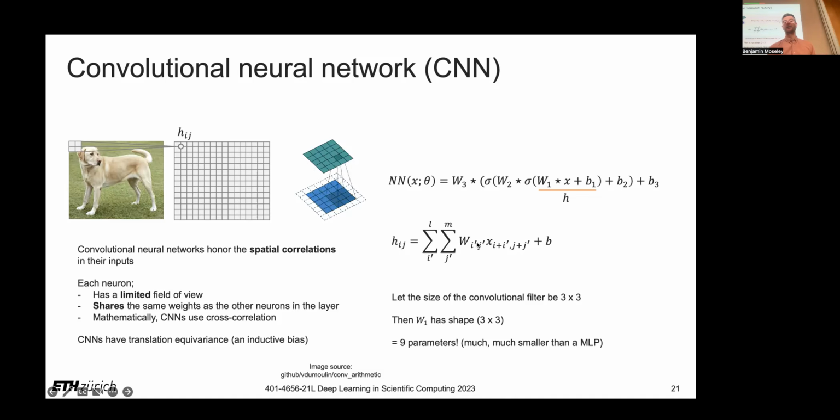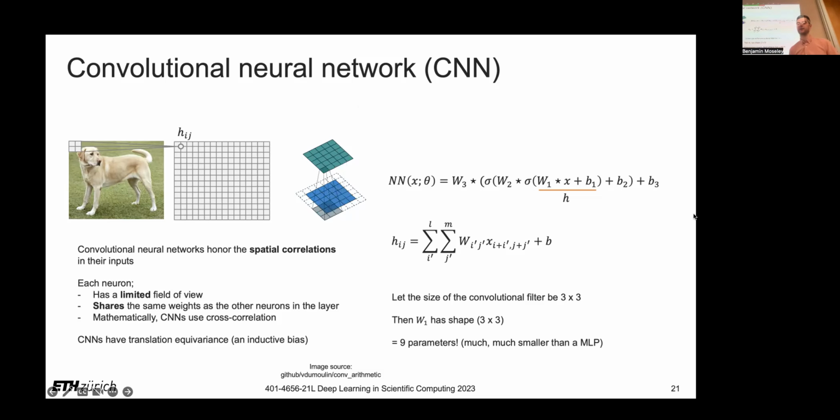And so let's work out how many parameters this layer would have. The weight matrix, if it's a 3x3 filter, is just going to have 9 parameters. And then that weight matrix is shared across all the hidden units of the output image. So we only have 9 parameters compared to like 1.6 million. And so this is way smaller than an MLP.